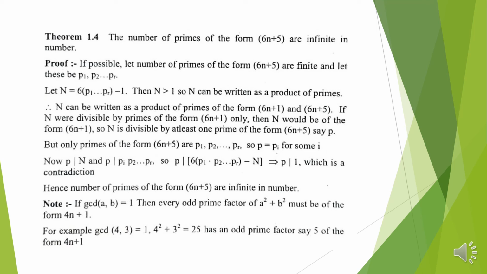Now, if GCD of a and b is 1, then every odd prime factor of a square plus b square must be of the form 4n + 1. For example, GCD of 4 and 3 is 1. 4 square plus 3 square is 25, which has an odd prime factor, say 5, of the form 4n + 1.